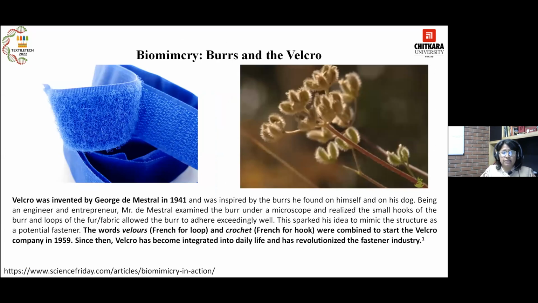Another example, and this slide is to share with everybody that we need to connect with nature, and we need to understand that nature provides us many examples, many ideas to make different kinds of products. And this is one product which was developed by understanding nature, which was developed by Mr. George in 1941, and is one of the important products for the fashion industry.